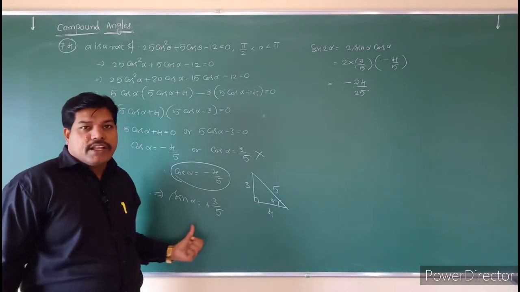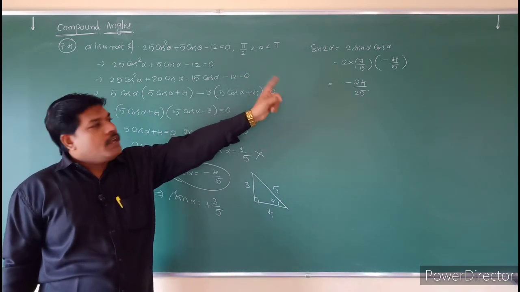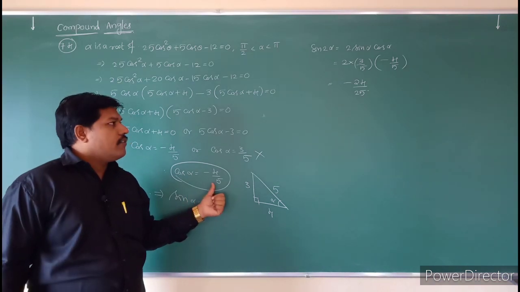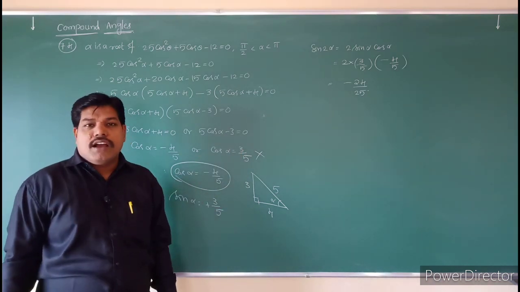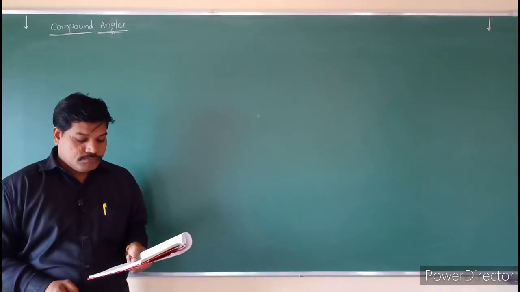From the triangle you can take the sin alpha. They are asking sin 2 alpha, which is 2 sin alpha cos alpha. Already you know the sin alpha value and the cos alpha value. Just replace the values and you will get the answer. See that question, students.